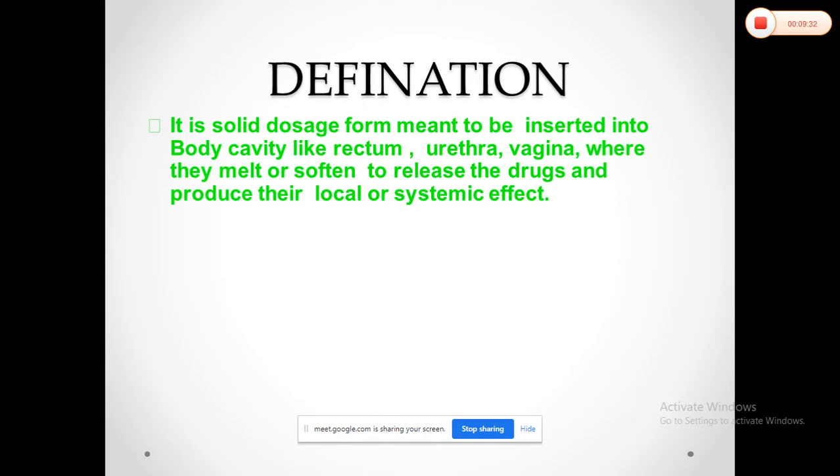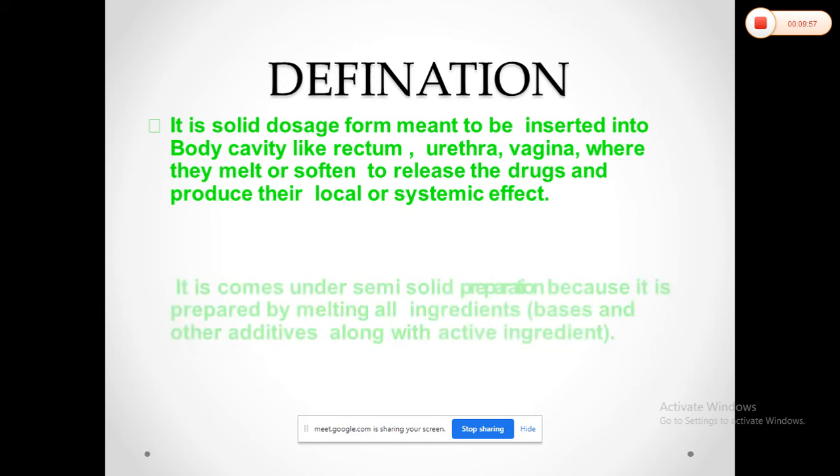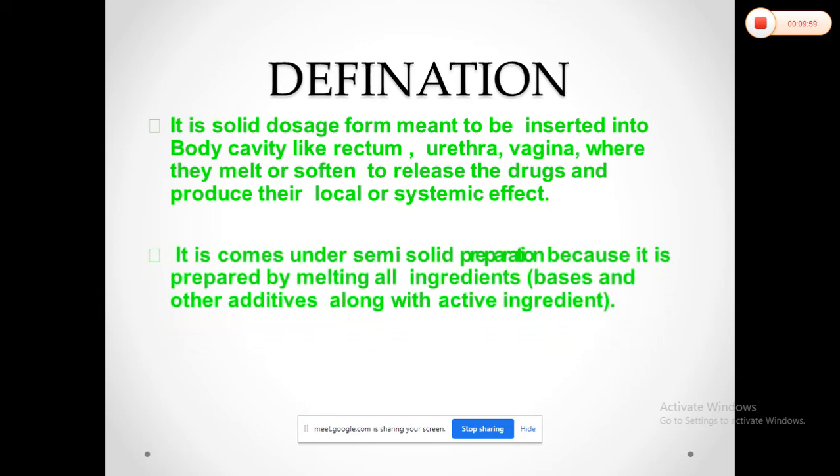Basically, the medicament is incorporated in the suppository base and the product is formulated. You have to formulate it in such a way that it either melts or dissolves in the body cavity. Whenever you use a base with a melting point lower than body temperature, it can melt and release your medicament at a specific time. It comes under semi-solid preparations because it is prepared by melting all the ingredients, meaning the base and other additives along with the active ingredients.